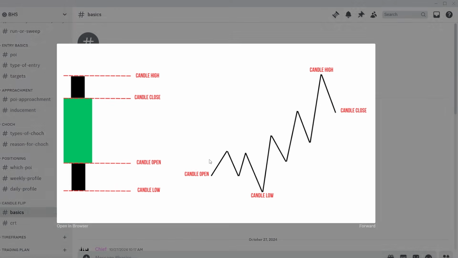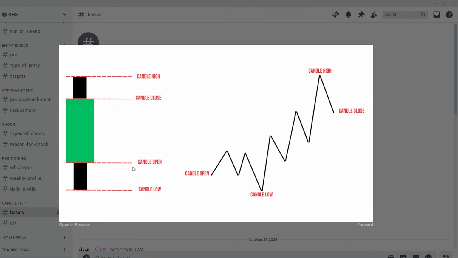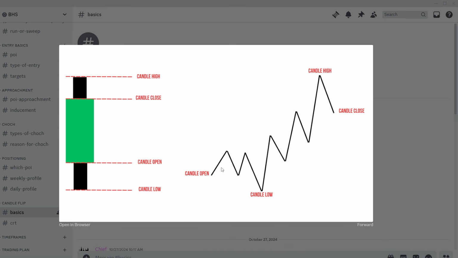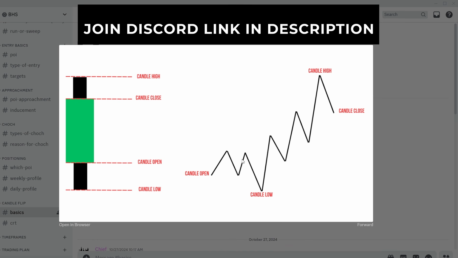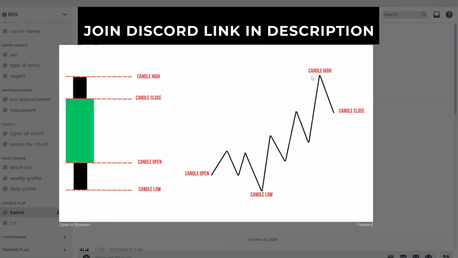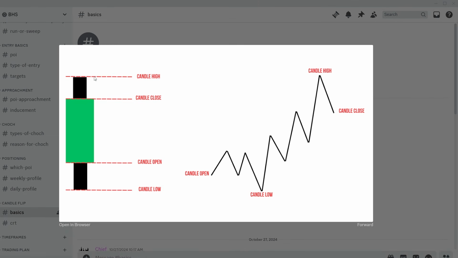The basic functions of a candle. Candle has four functions. It will be a candle open, a candle low, a candle close, and a candle high. So as you can see, this is how this candle would translate on the lower time frame. So you would have your candle open. Either you will get an accumulation, or price would instantly go for your manipulation, which in this case would be your candle low. And now you have your distribution, which is heading towards making your candle high. You can see here, and a pullback for your candle close.